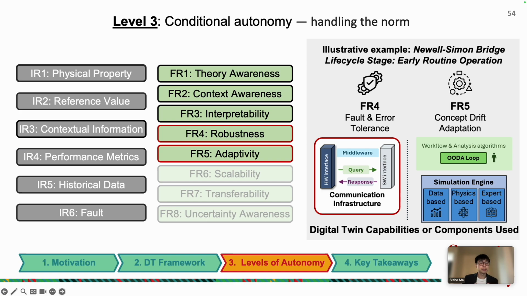And in the illustrative example, this is where we enter these early phase operations. And this refers to these initial phases right after construction and commissioning, and this is when data is open to the public but still under close observation. And from a time-wise standpoint, this is usually the first 6 to 24 months after the construction is done. And basically, FR4 changes to these fault and error tolerance mechanisms that relate to the communication infrastructure of the digital twin. And FR5, which is adaptivity, is going to manifest into this concept drift detection mechanism and adaptation mechanism, which is going to help both the downstream decision module and the simulation engine itself.